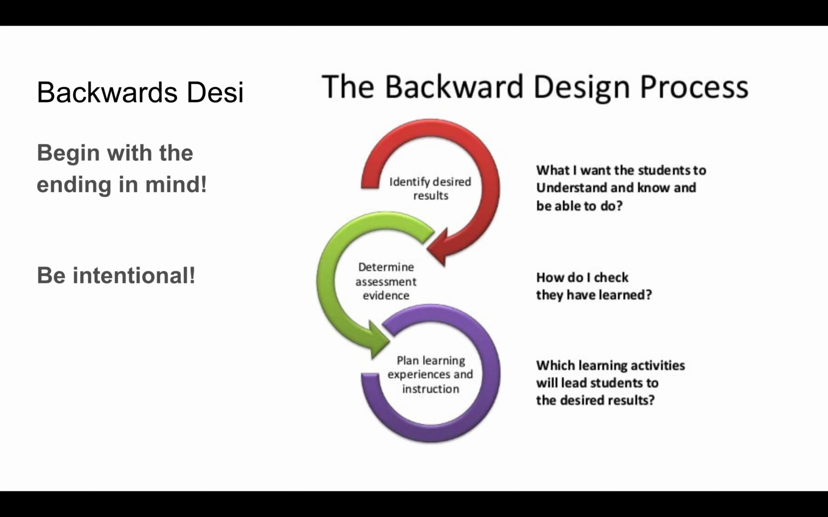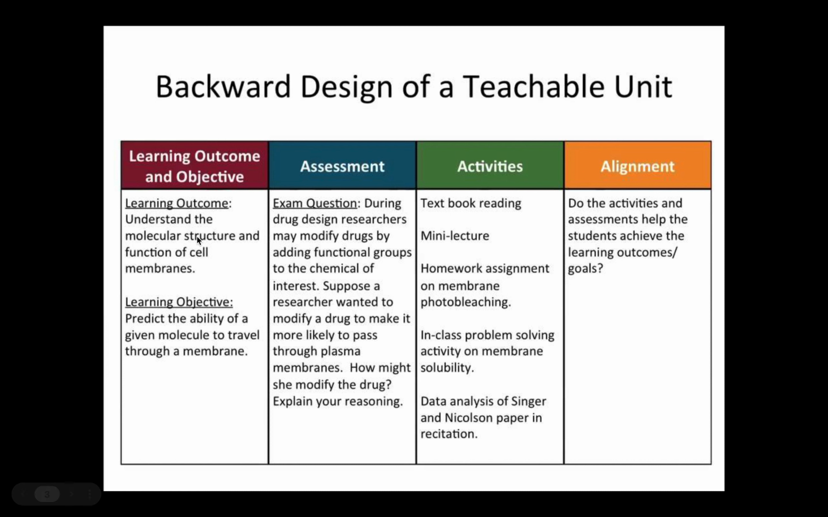Here's another look at backwards design with some examples. This is a science example, but if our learning outcome is to understand the molecular structure and function of cell membranes, we then have an objective. So the learning goal is sort of the overall standard. The objective is, in student-friendly language, predict the ability of a given molecule to travel through a membrane. Remember, coming soon is a little video on how to turn a standard into a set of objectives.